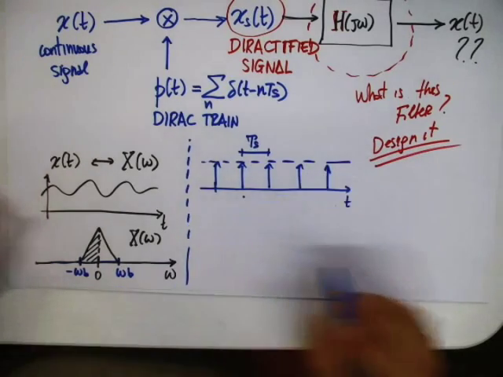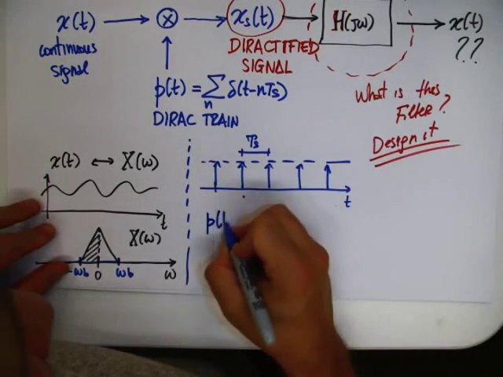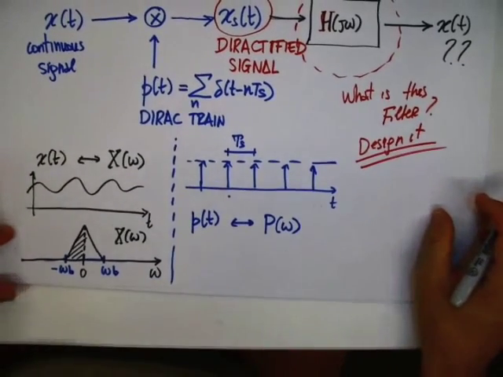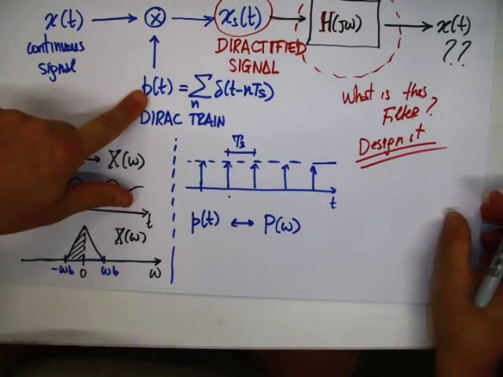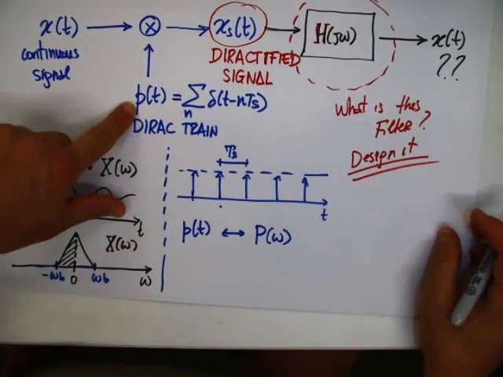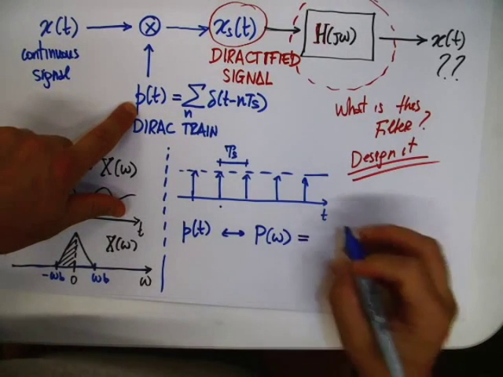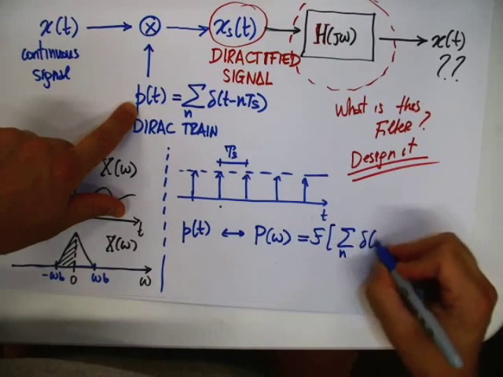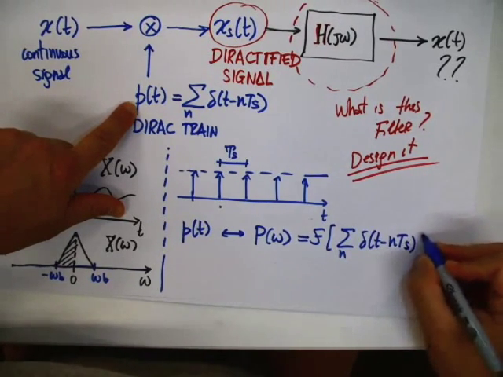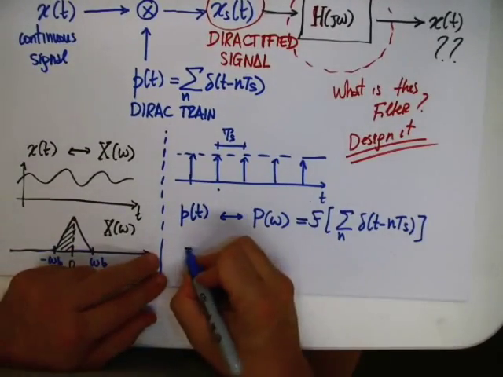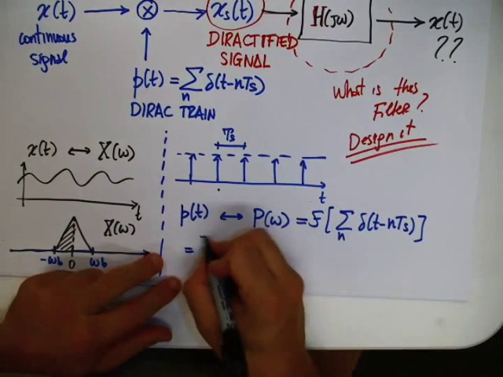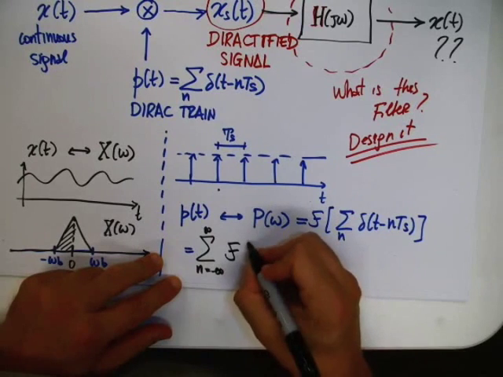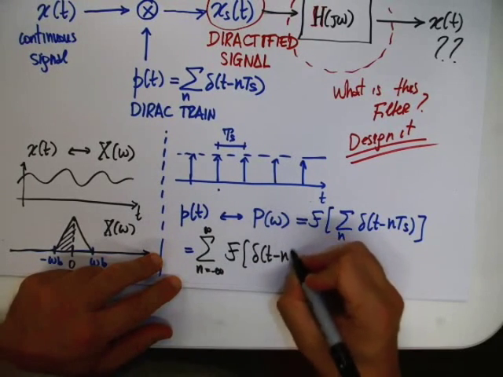And the corresponding Fourier transform can be derived in different forms. We can do the direct approach and basically take the Fourier transform of the sum over n of delta(t minus n Ts). This is equal to the sum over n from minus infinity to infinity of the Fourier transform of delta(t minus n Ts).